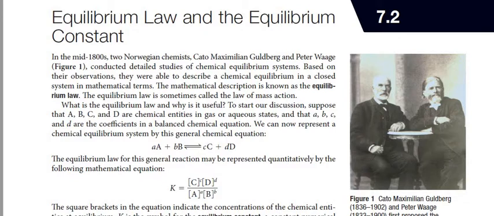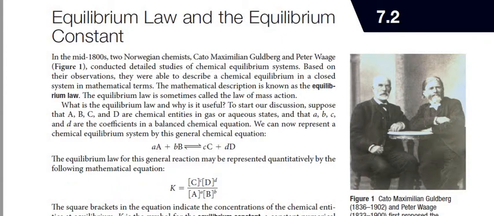In the mid 1800s, two Norwegian chemists, Guldberg and Waage, conducted detailed studies on chemical equilibrium systems, and based on their observations they were able to describe chemical equilibrium in a closed system in a mathematical way. The mathematical description is known as the equilibrium law, and the equilibrium law is sometimes also called the law of mass action. What is the equilibrium law and why is it useful?